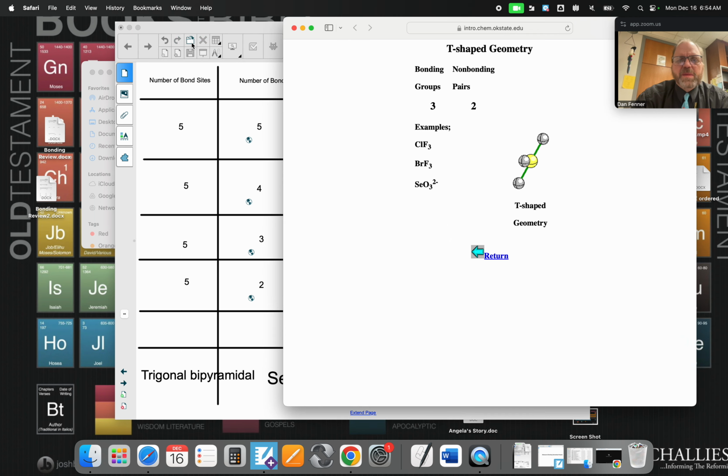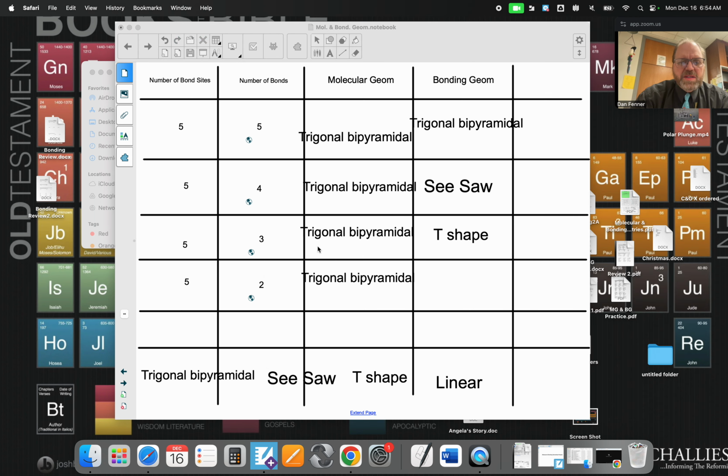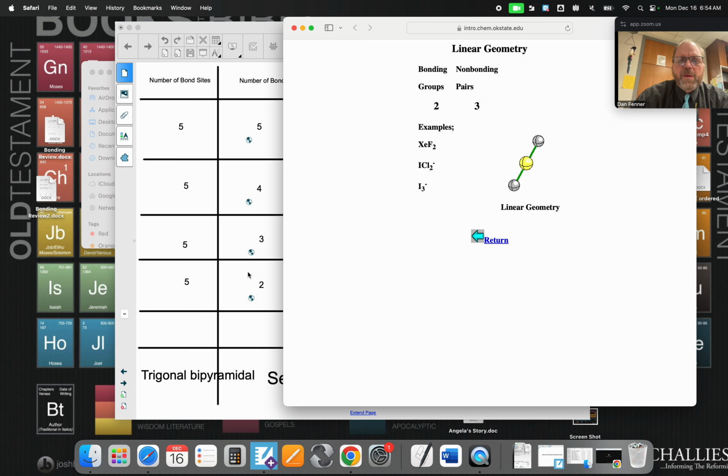Okay, there's T shape. All right, 5 bond sites, 2 bonds. So if we're at T shape, which one is farthest apart from the other one? This one on the bottom, so we lose that one as well. Now we're back to a straight line again. So bonding geometry would be linear. All righty, there we go.